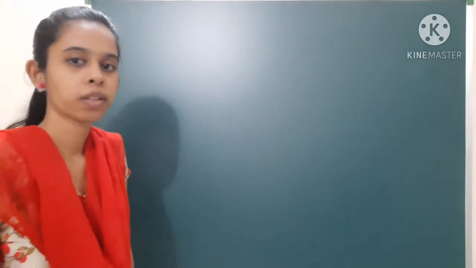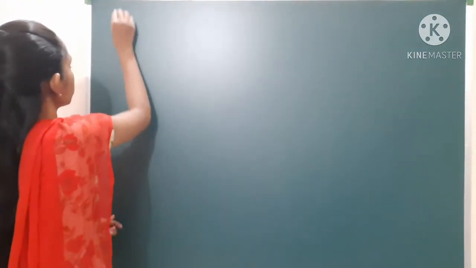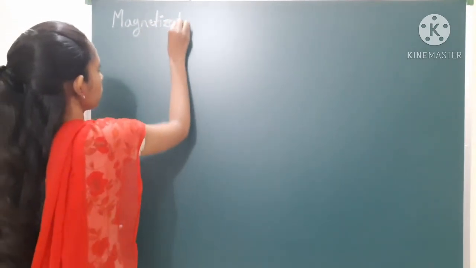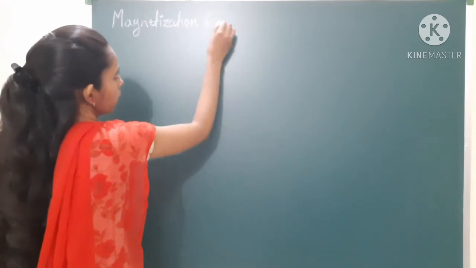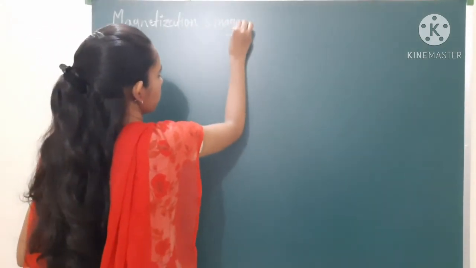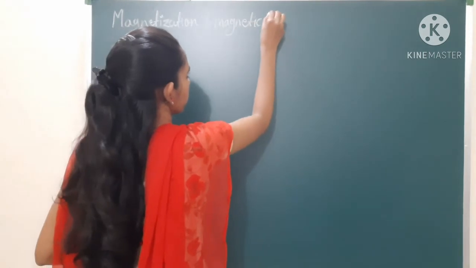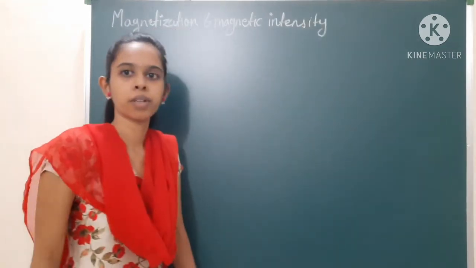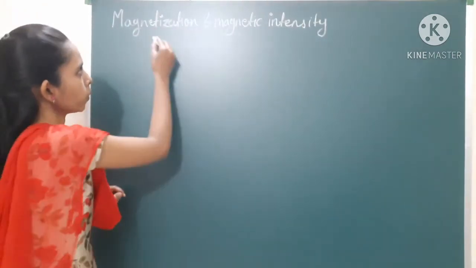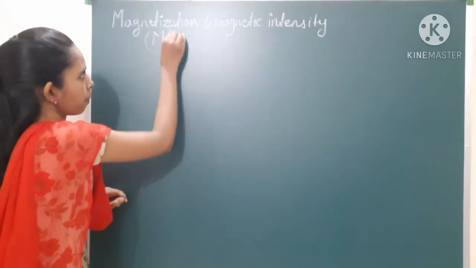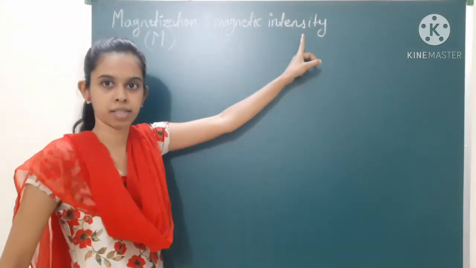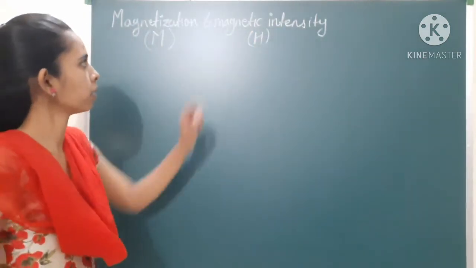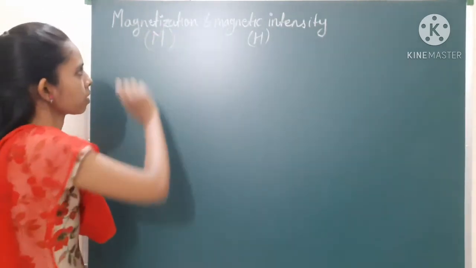Okay, let's begin with our next topic, magnetization and magnetic intensity. Now here magnetization is denoted by capital M and magnetic intensity is denoted by capital H. These two are different quantities. Now here magnetization means what?